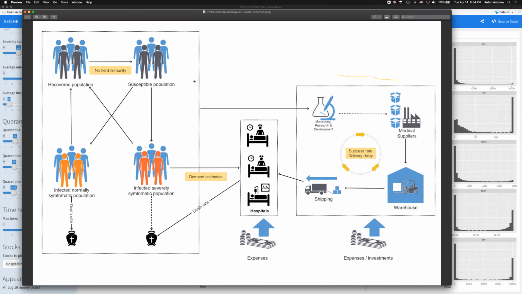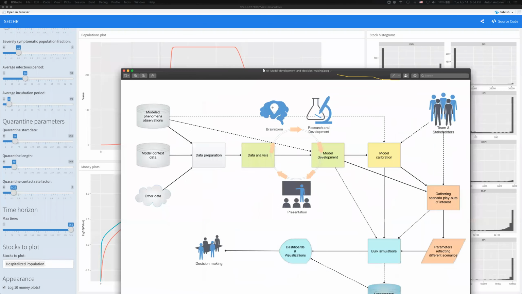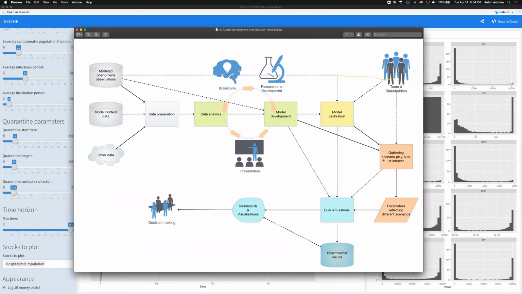I read somewhere that this is what China did. They actually built 2 hospitals overnight in Hubei. And so this is what is happening. Now, back to the big picture with the model making. What I was showing you here is just gathering scenarios and doing some kind of playouts based on the quarantine. But what about calibration?